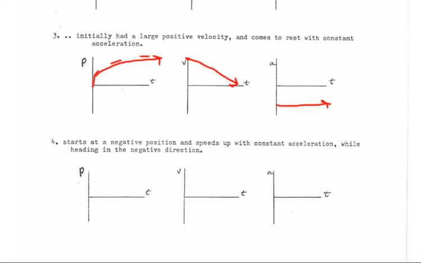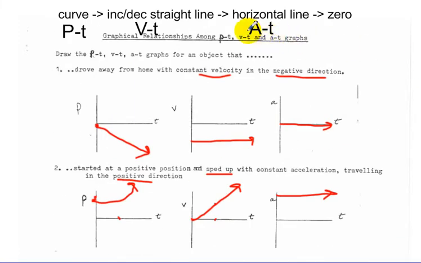I'll go through this one with you and then let you do the ones on the flip side. So this one starts in a negative position and speeds up with constant acceleration. That tells us right now that our acceleration has to be in this area. We have acceleration, so it's either positive or negative. It's definitely not zero. So our PT graph's a curve, our VT graph's an increasing or decreasing straight line, and our acceleration has to fall there.